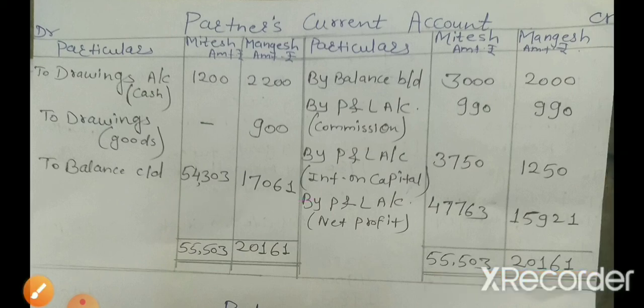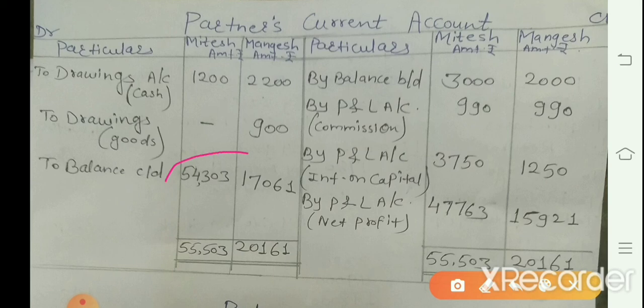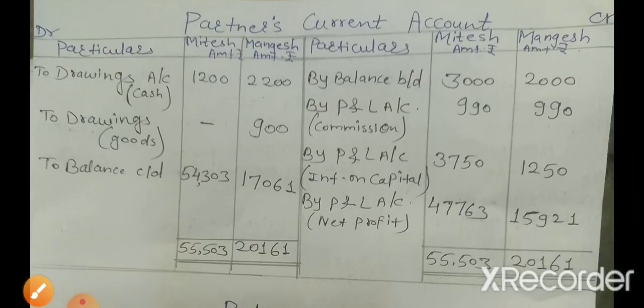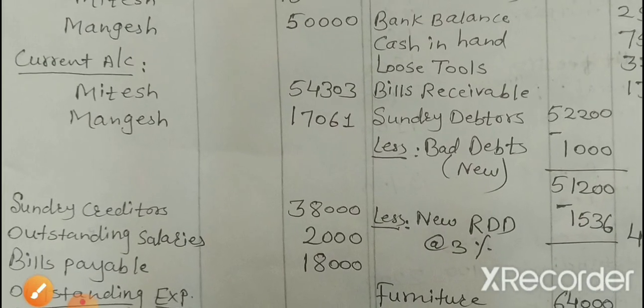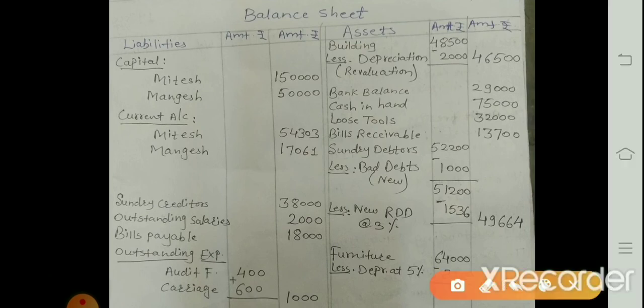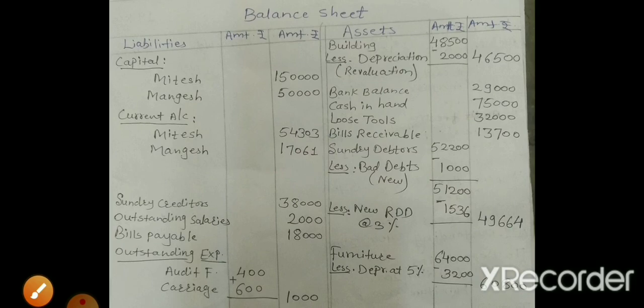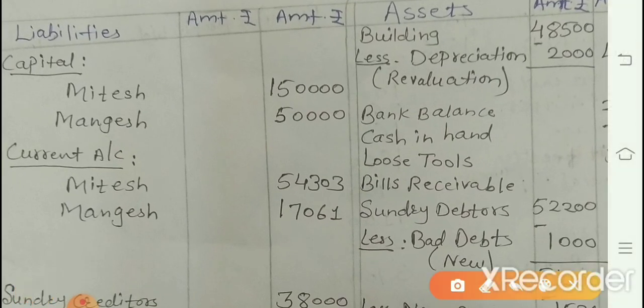Now remember, from partner's current account we will take these amounts to write in balance sheet. Okay, now see the balance sheet. Here, this is the balance sheet. We wrote partners' current balances here, 54,303 and 17,061, and see here partners' fixed amounts are there, that is partners' capital is fixed. So this is what our method says. The amounts of partners' capitals remain fixed. All the adjustments are carried through partners' current account.